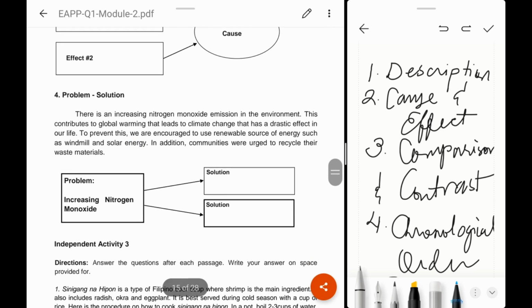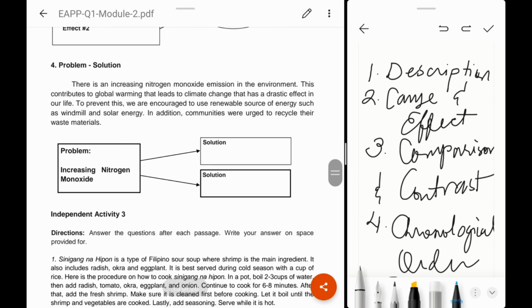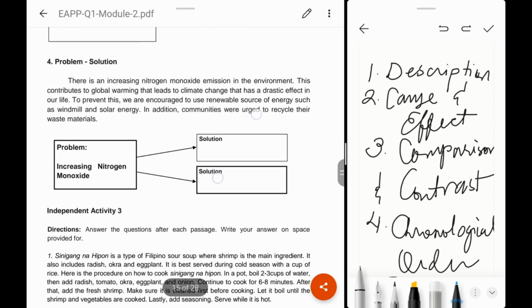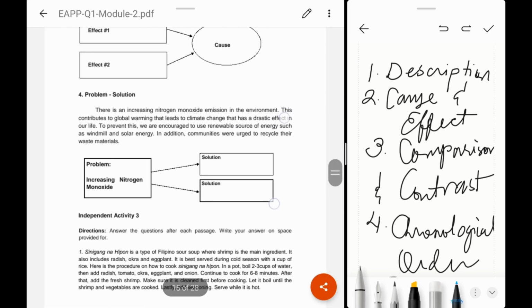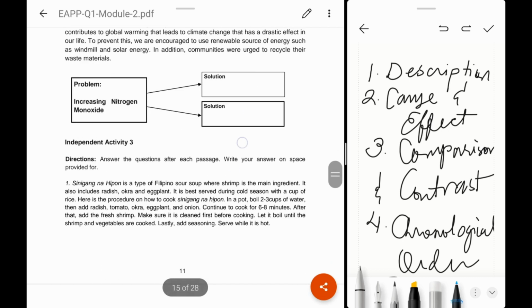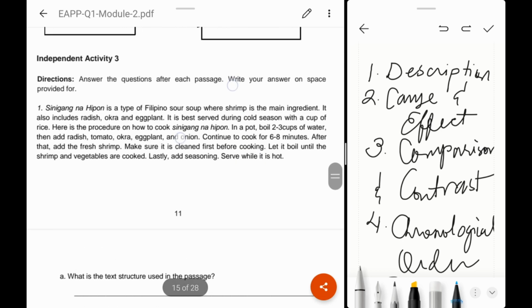Okay? And then the fourth here, it says problem solution. So just read the paragraph. This paragraph is about the problem increasing nitrogen monoxide. So what could be the possible solutions to this problem, the increasing nitrogen monoxide in the environment? So just write those solutions here. Easy, right? Okay. Now let's go to independent activity 3.